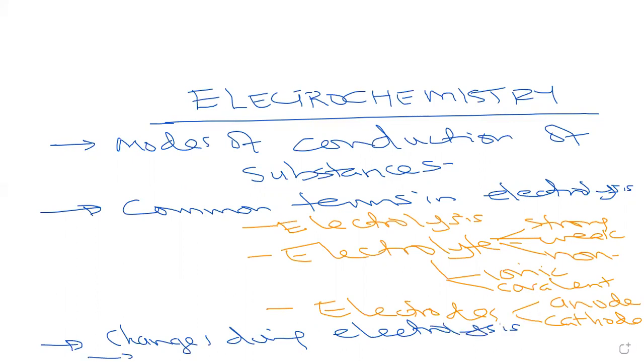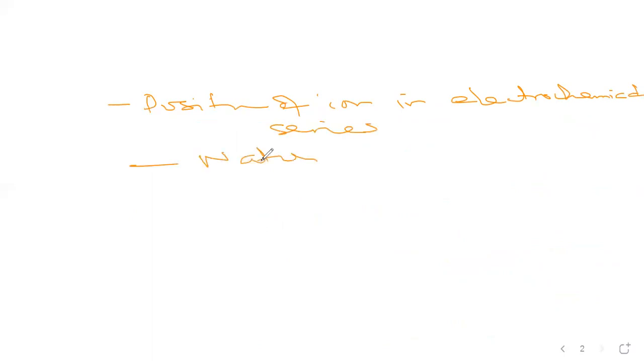We also looked at what we called selective discharge of ions and the factors that affect selective discharge of ions. I hope you remember the three factors. One was position of the ion in the electrochemical series. The other one was nature of the electrode used. And we also looked at concentration of the ions in solution.